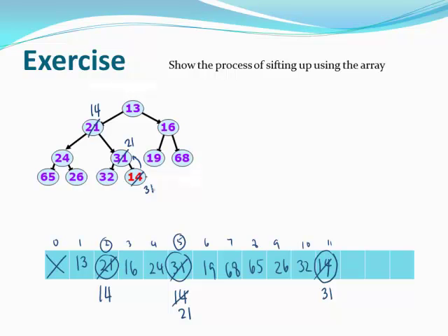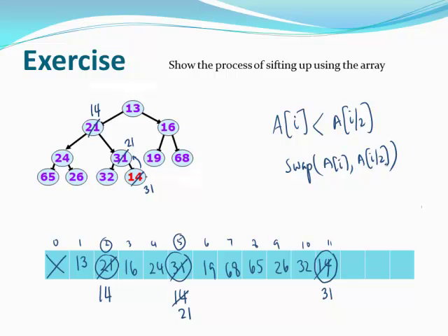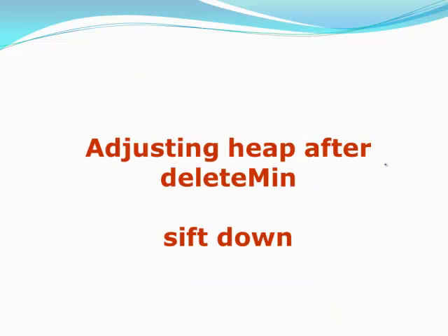So in terms of a loop, all we are doing is essentially, we are given an i. We look at A of i. If A of i is less than A of i over 2, then we swap A of i and A of i over 2. Obviously, looking at the boundary conditions is important. We do this as long as i is strictly greater than 1. But we will write the code to understand this process better.